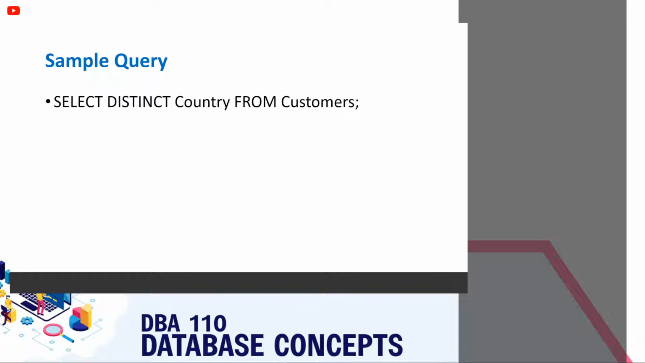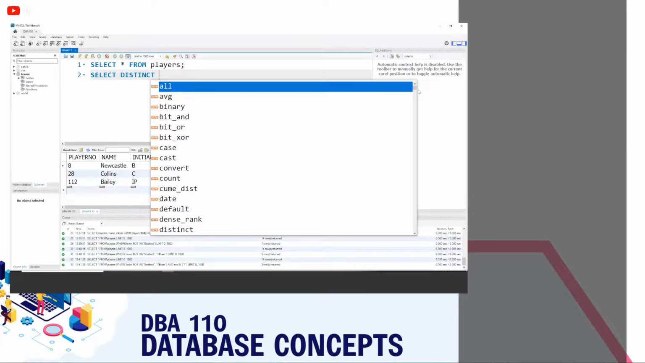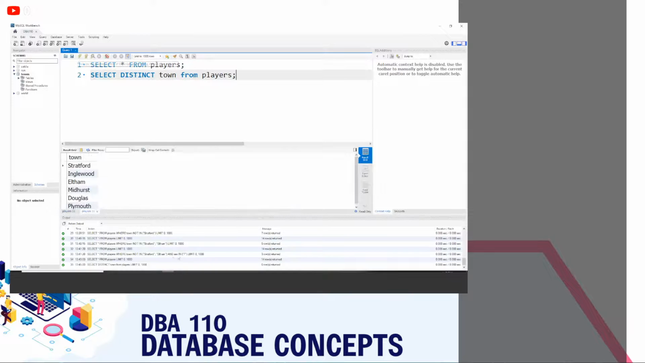So if we look at our example here, we're just going to quickly run select distinct town from players. So that'll just give us a list of distinct towns that all of our players live in, an unduplicated list.